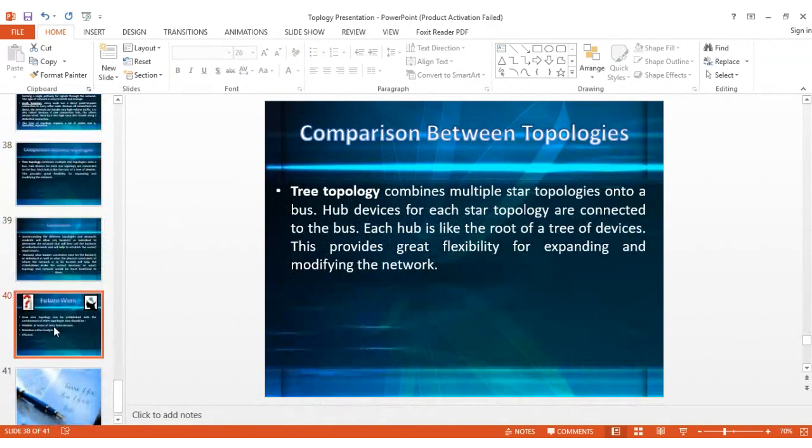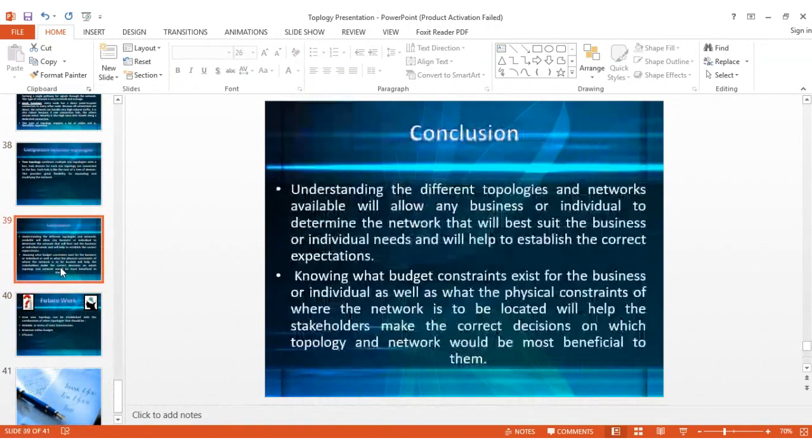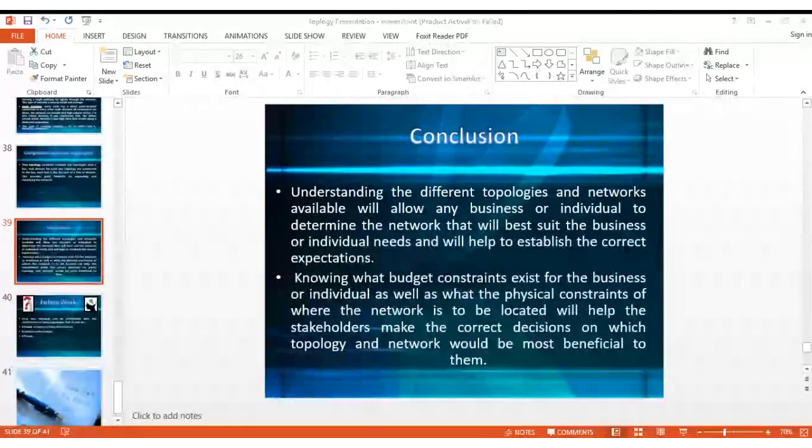That's a comparison, and we are done with the topologies now. Now you can ask about the diagram. I can see you have a question, Yabella. Which diagram specifically?